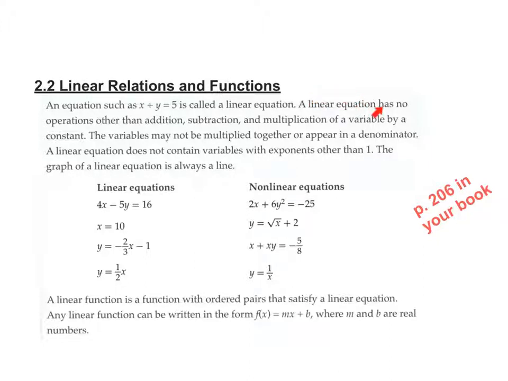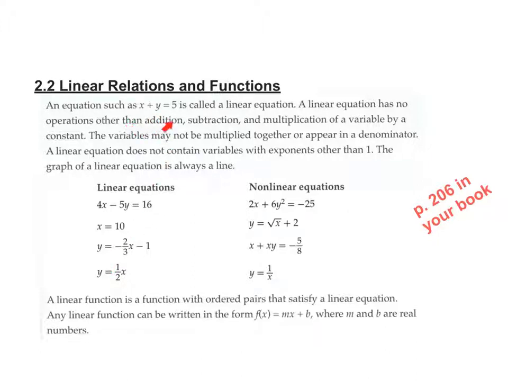A linear equation has no operations other than addition, subtraction, and multiplication of a variable by a constant. What that means is we can add a constant, which is just a regular number, no variable, with a variable, and it can be linear. We can subtract a number with a variable, and it's linear. We can multiply a number by a variable, and it's linear. You can kind of divide. For example, down here, I could rewrite this as x over 2. So you can divide when x is the numerator.